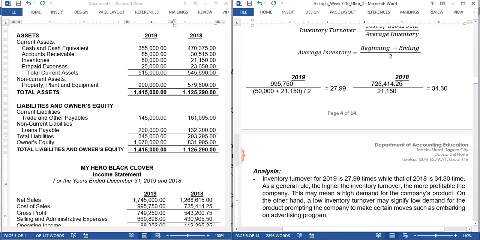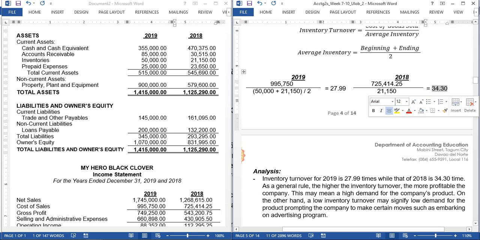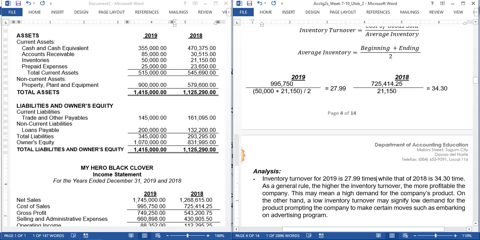As a general rule, the higher inventory turnover, the more profitable the company. This means that merong high demand ang company's product. On the other hand, low inventory turnover naman may signify low demand for the product. So since both of them is good naman, malaki-laki rin, pero mas paspas lang din ang 2018. Okay? Kasi demandable sa 2018, pagabos 2019 is nibaba na siya.